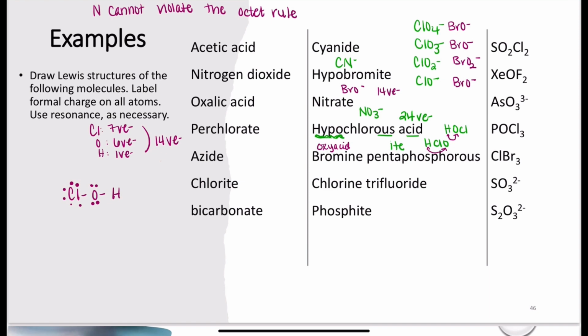Let's go ahead and confirm with formal charge. If I look at the chlorine, chlorine has 7 valence electrons, 6 lone pair, and 1 bond. 0 formal charge. Oxygen, when it has 2 lone pairs and 2 bonds, is 0 formal charge. And hydrogen, when it has 1 bond, is 0 formal charge. So we have our completed Lewis structure for hypochlorous acid.